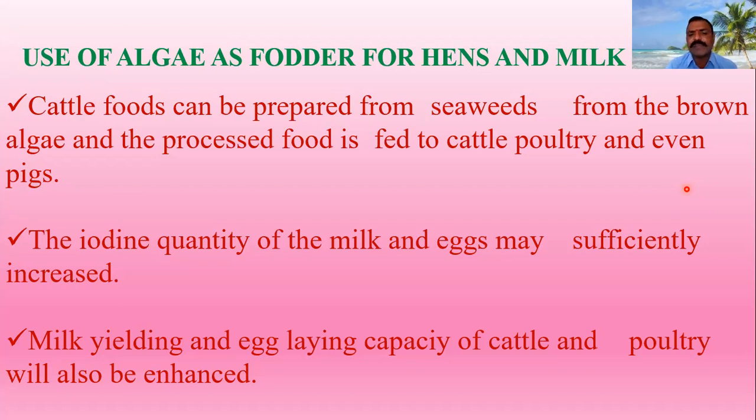The iodine quantity of the milk and eggs may sufficiently increase. The size of the egg is also increased, and the number of eggs is also increased by the usage of this algae as a fodder.